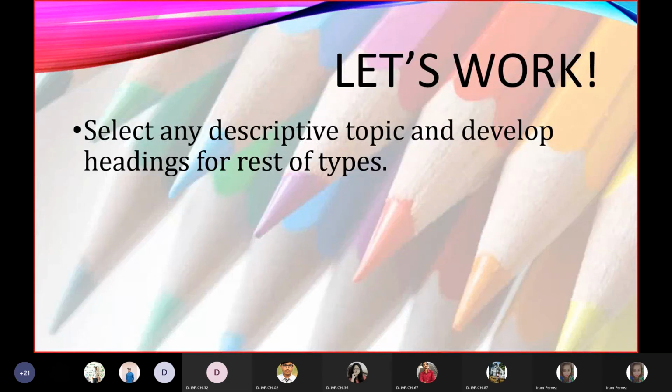I hope my instructions are clear. If you are stuck anywhere, please let me know. I selected one descriptive heading and then transformed it into the rest of the four headings. In the same way, you have to choose one heading and transform it into the rest of the headings. I hope the instructions are clear. Please start working. If you have any question regarding instructions, please write it down.